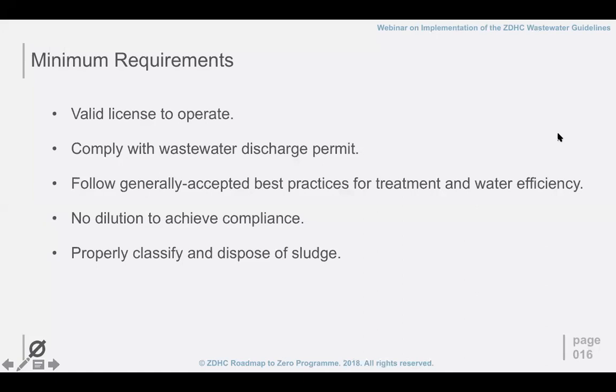It means that you keep the plant running. It's not turned off to save electricity or save energy because maybe there's not much production going on. That kills the efficiency of a wastewater treatment plant. And then you need to properly dispose of the sludge. There's always sludge, solids that come out of this process, and those need to be disposed of properly. Those are the minimum things we need to have. Next slide.